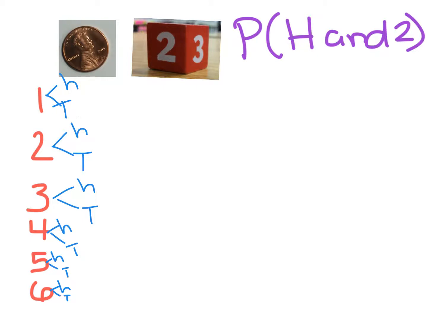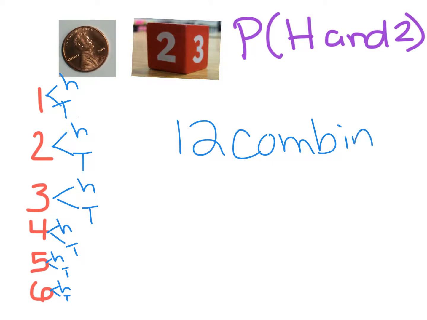All right, so now I have how many branches coming off of each number. So let's count. 1, 2, 3, 4, 5, 6, 7, 8, 9, 10, 11, 12. So there are 12 combinations that could happen for possibilities coming out of this event.